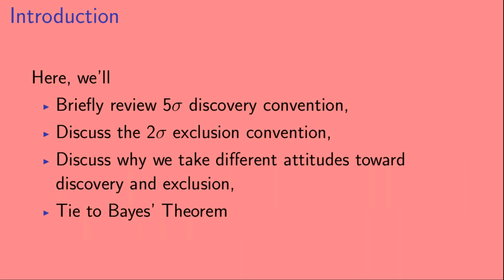Okay, so here we'll do the following. We'll briefly review the 5 sigma discovery convention. We'll discuss the 2 sigma exclusion convention. We'll discuss why we take different attitudes toward discovery and exclusion. And finally, we'll tie this behavior to Bayes' theorem.